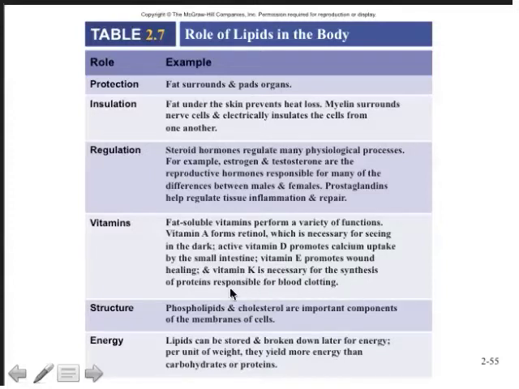Lipids also serve important structural roles in the body. Phospholipids and cholesterol are important structural components in the membranes of cells, and of course they are a huge source of energy as a macronutrient. They can be stored and broken down later for energy. They have more energy per gram than either carbohydrates or proteins.